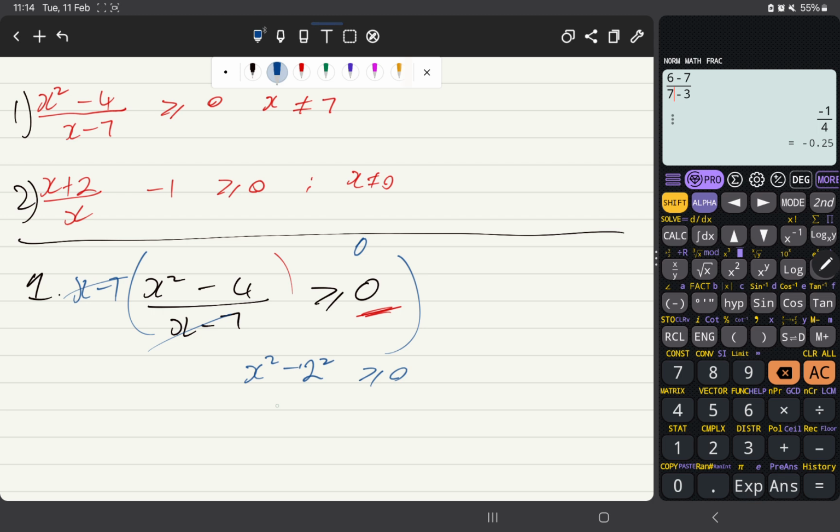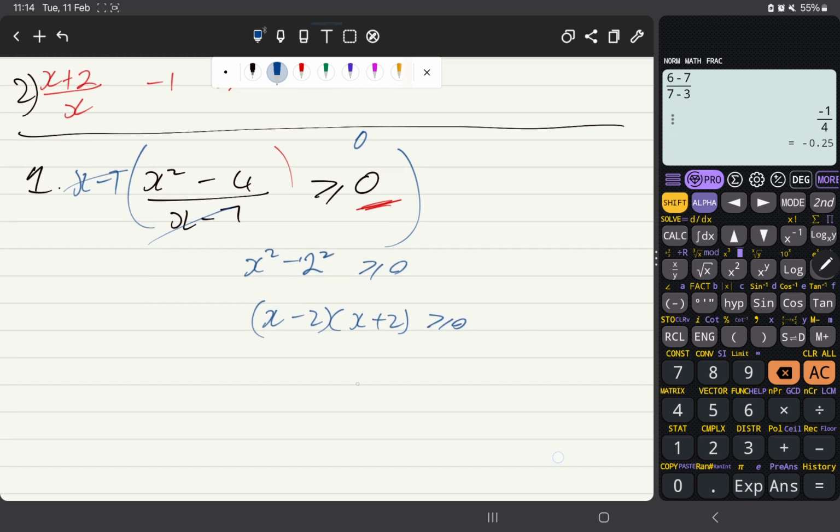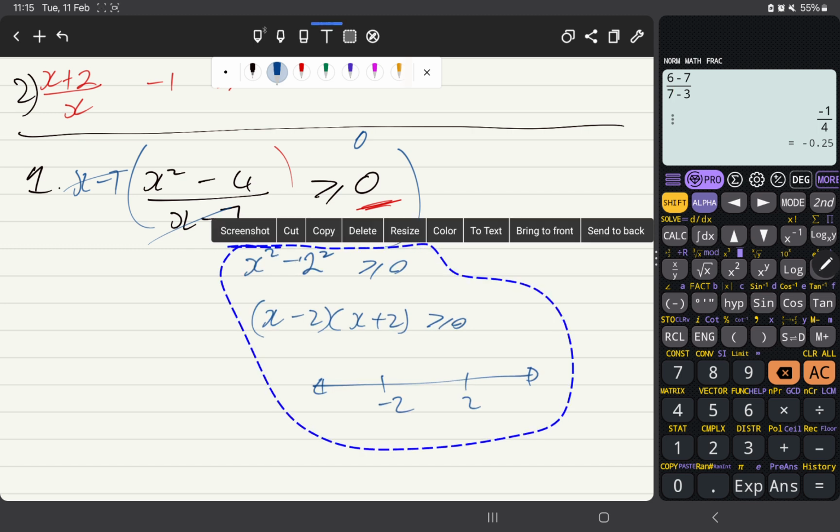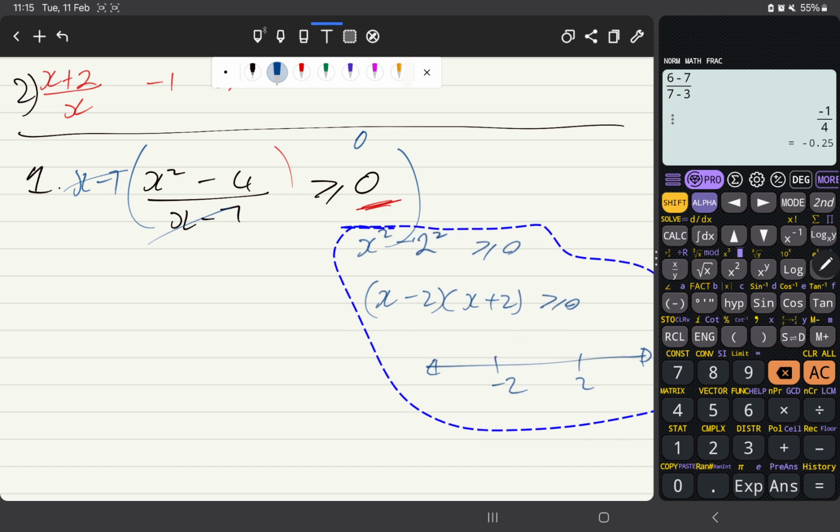Now I have a difference of 2 squares, which is just going to be what I have right here, and of course on my number line I have minus 2, but doing it this way, I'm going to lose out on more numbers, right? Let me just stop right here, because in the method that I am going to do, we're still going to get to this part. So yeah, let me stop right there.